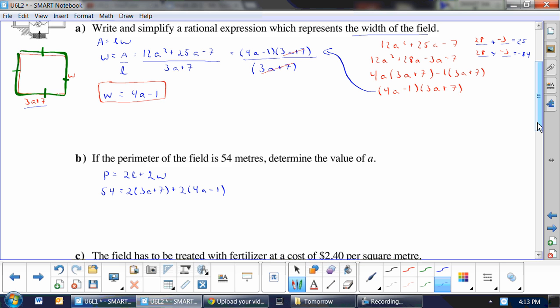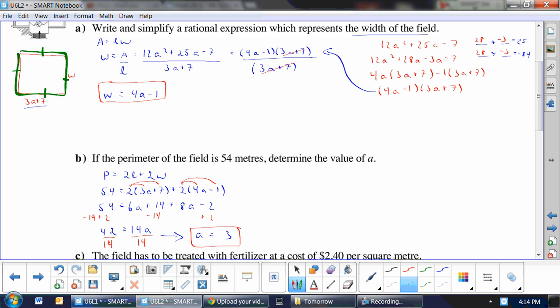Okay? So all we have to do is expand it and then simplify. So we'll go 54, and we want to distribute that 2 into both of these terms, and this 2 into both of these terms. So we get 6a plus 14 plus 8a minus 2. Okay? So we can add 2 and subtract 14 from both sides, and that will give us 42. And if we add 6a and 8a, that will give us 14a. And if we divide both sides by 14, we get that a is equal to 3.